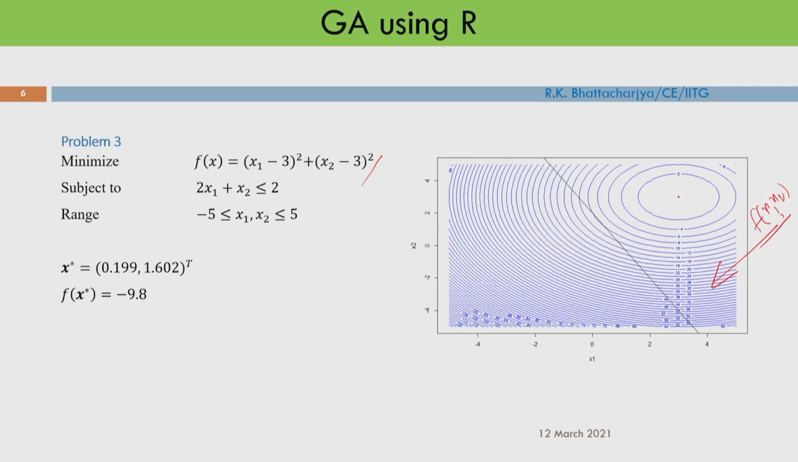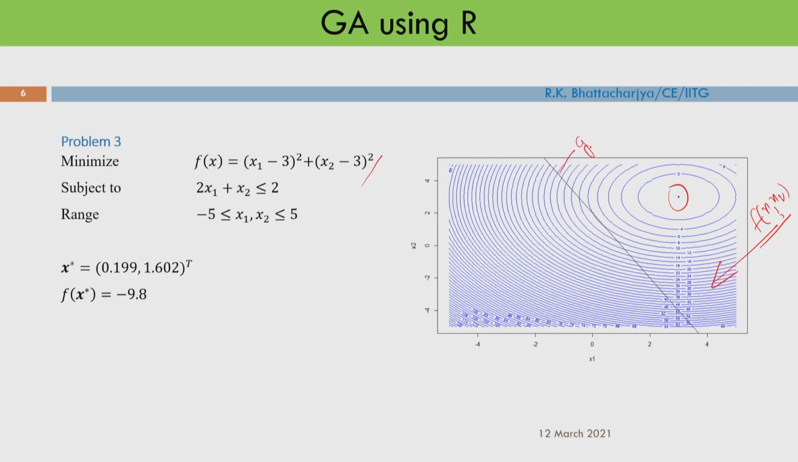So, this is the function, and the unconstrained solution of this problem, the minimum point, is this, and that is 3 and 3. However, there is a constraint, and the constraint is twice x 1 plus x 2 less than or equal to 2, and if I plot this particular line, this is the line.